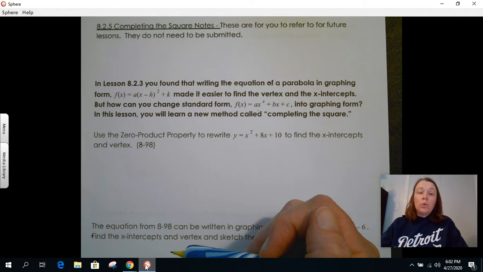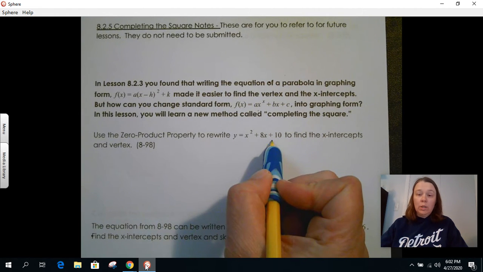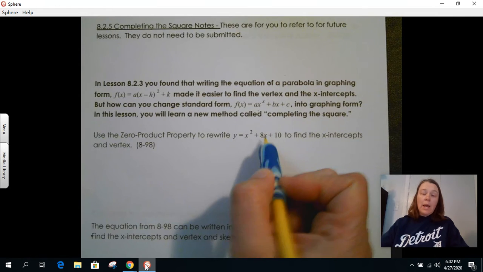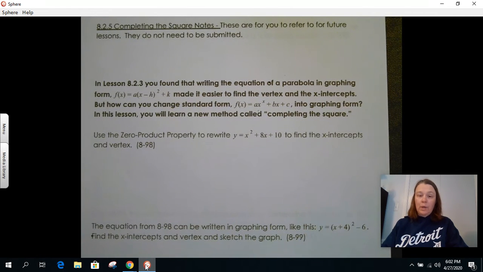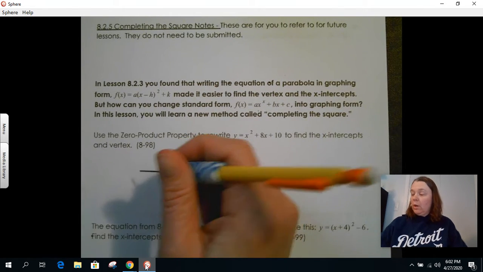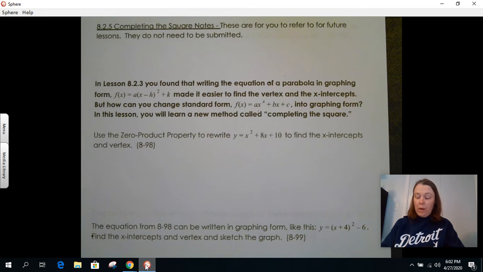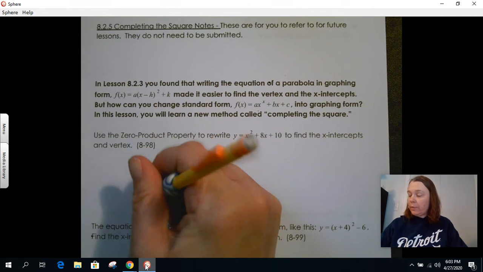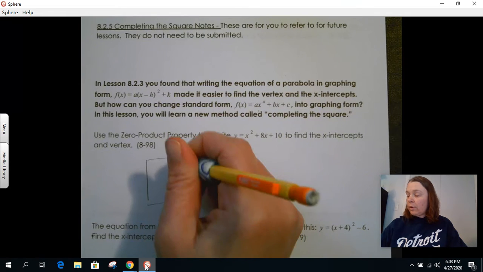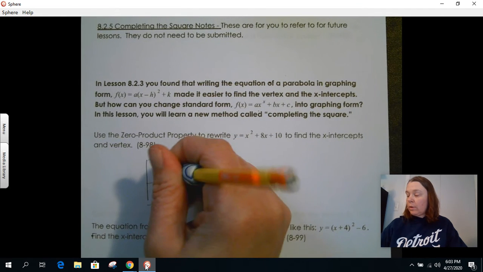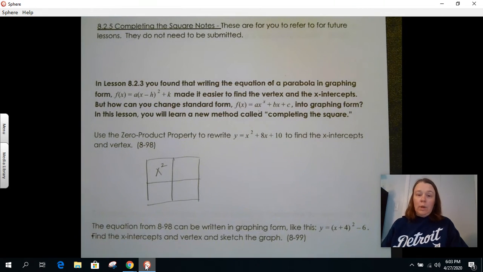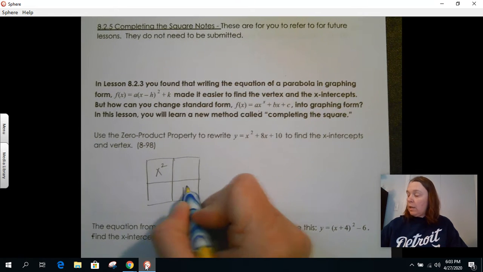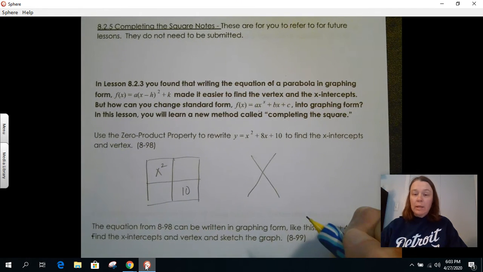You're going to use the zero product property to rewrite this equation to find the x-intercepts and the vertex. You should be writing this down as we go so that you have it to refer to. Zero product property means we're going to factor with the box. So I'm going to put my x squared there, my 10 here, and make my diamond pattern and see what happens.